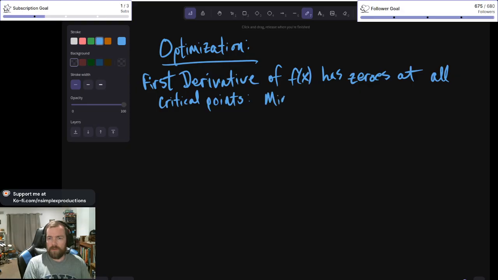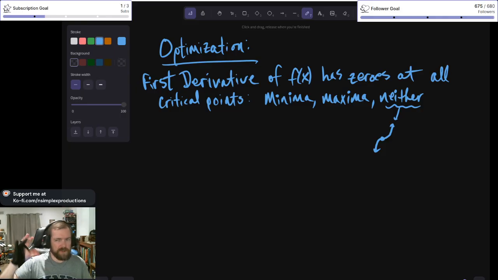We have minima, we have maxima, and we have neither. Although the variety that we have in neither typically comes in a variety that's similar to something like y equals x cubed, where we have something that looks, roughly speaking, like this. We have a higher order of multiplicity than the other zeros.